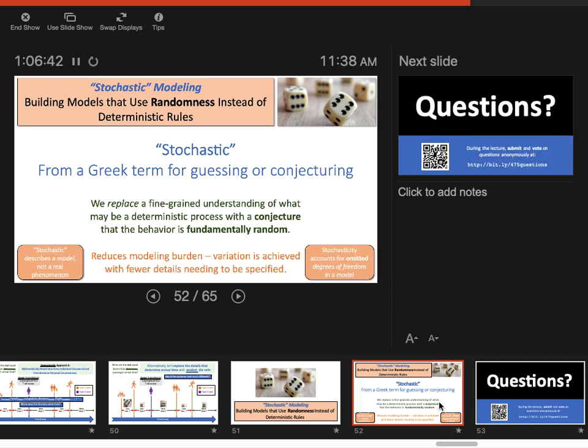And once we do that, it reduces our modeling burden because now we choose one or two parameters of a random distribution, of a probabilistic distribution, and we get variation that looks just like real variation. Compare that to that deterministic rule where we had like 15 parameters, we probably still would be wrong. So that's the beauty of stochastic modeling, is that we are substituting randomness for all these degrees of freedom that would be really difficult to pin down otherwise.